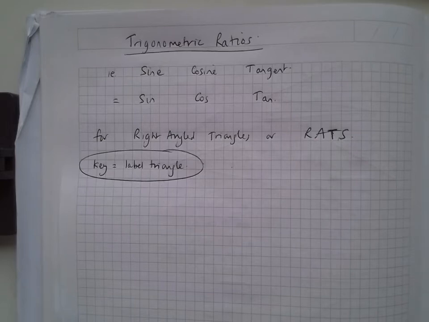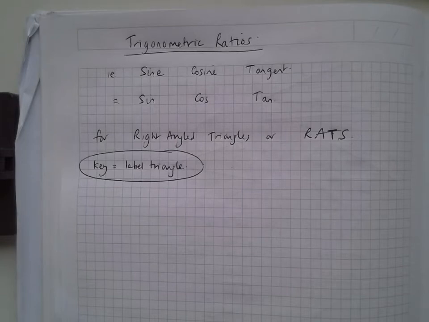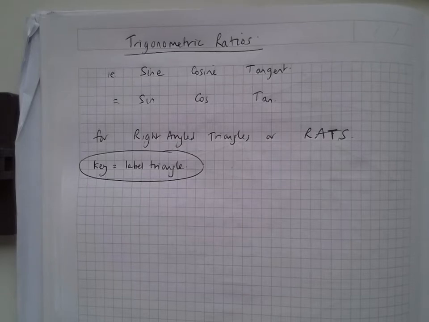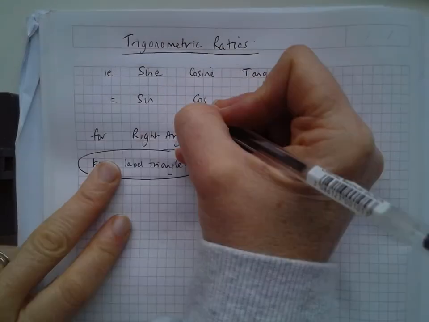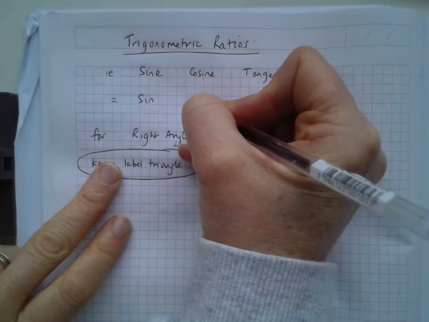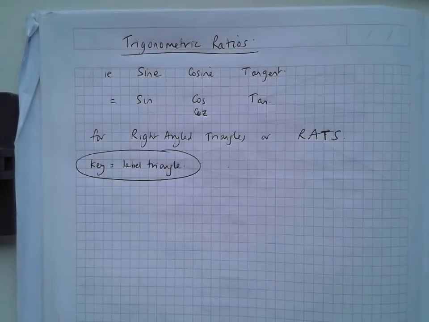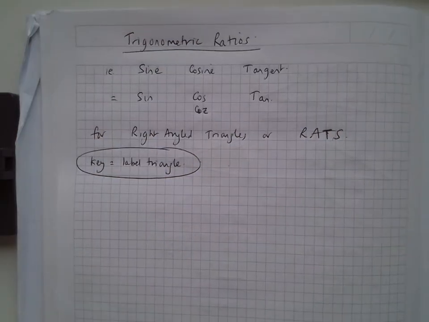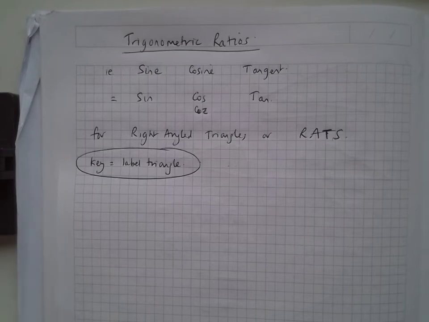Okay. So sine, cosine, and tangent. Now we often call those sin, cos, and tan. The cosine is pronounced as if it's a Z for cos and tan. And we use these particular trigonometric ratios only in right angle triangles. We can only use them in right angle triangles. You can't use these particular ratios in triangles where there's not a right angle.